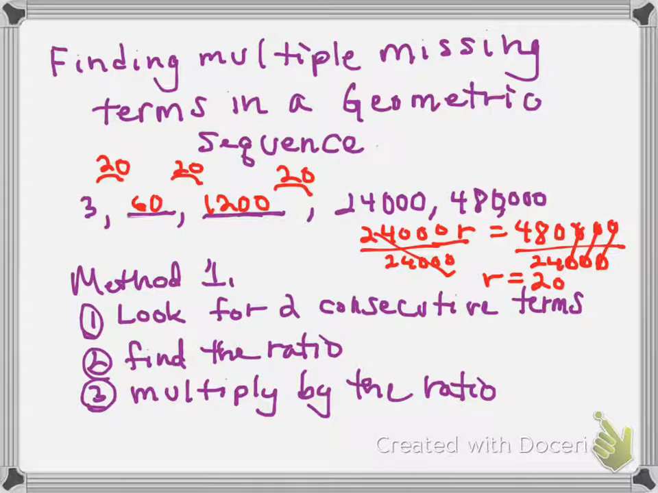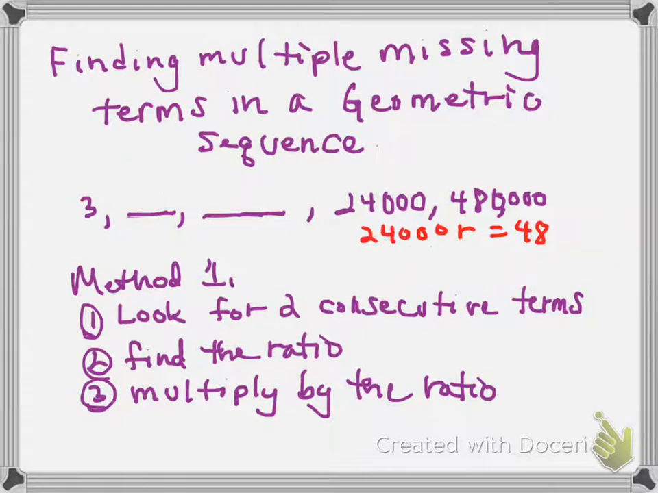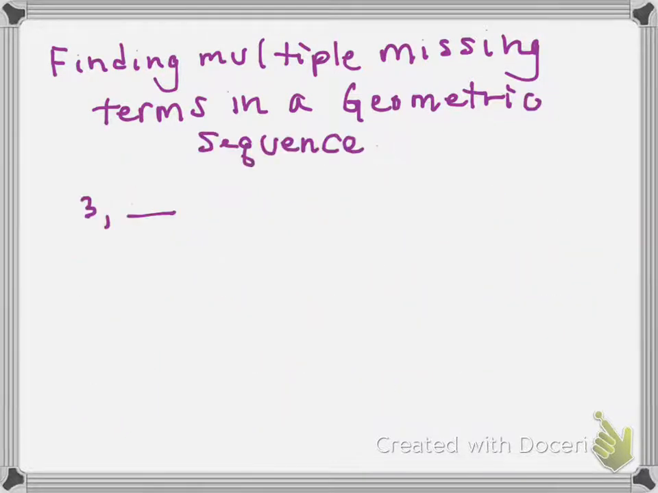But if you don't have two consecutive terms, let's say you just have this sequence and these are missing, you can still find it. You just need to set up a different type of equation. Every time you see a comma, you're multiplying by your ratio.